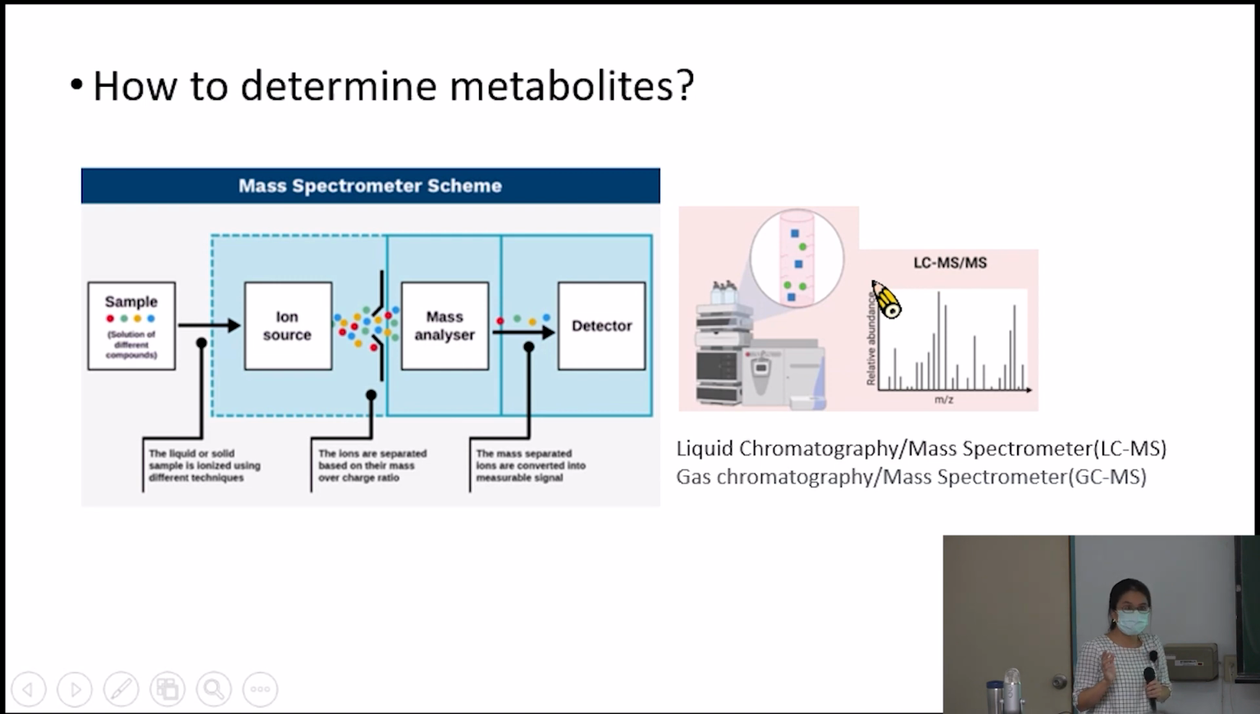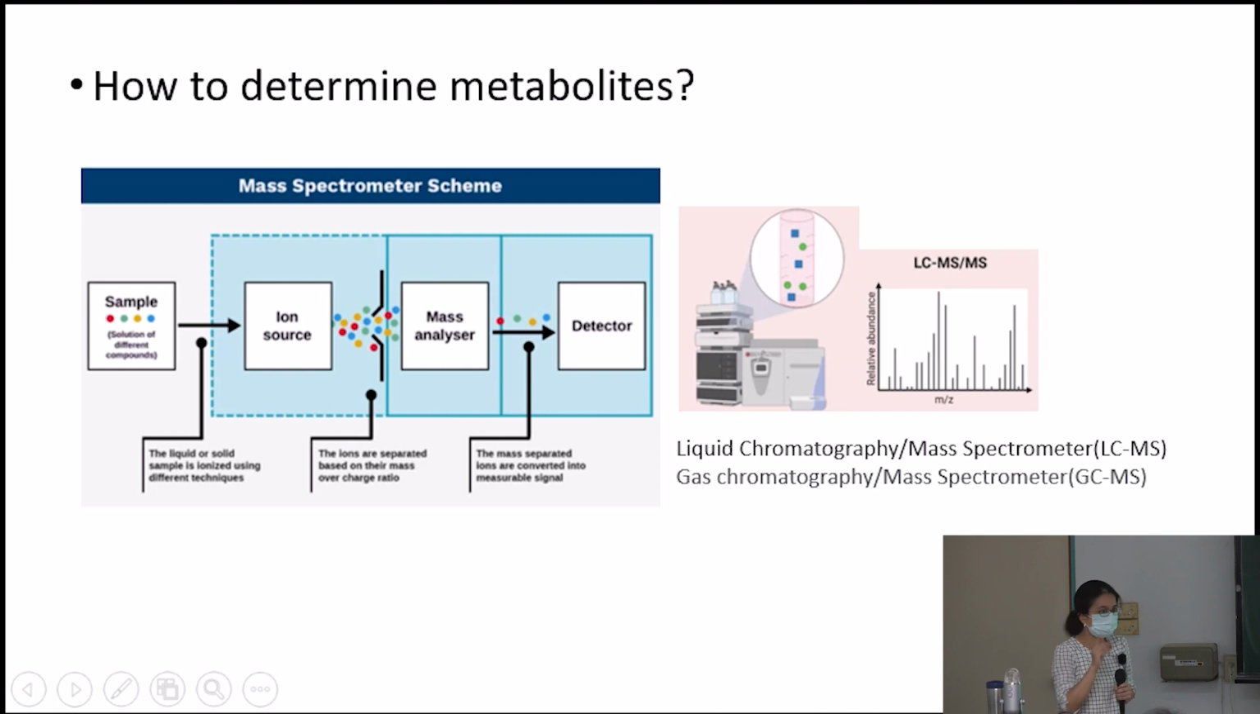So the most common method for metabolite determination is the mass spectrometer approach. This approach basically divides into three parts, as shown here. The first part is the ion source, the second part is the mass analyzer, and the third part is the detector. So we will get into the detail of how metabolites can be determined through this workflow.